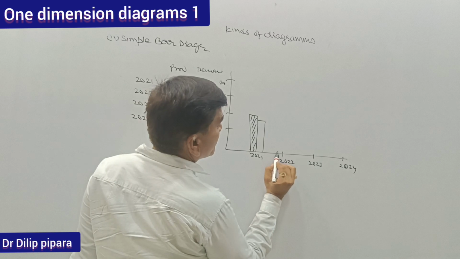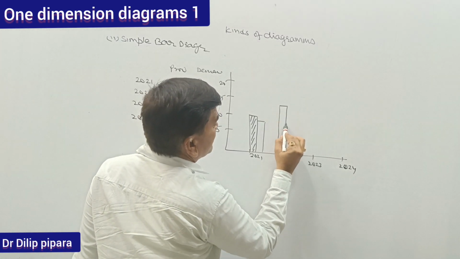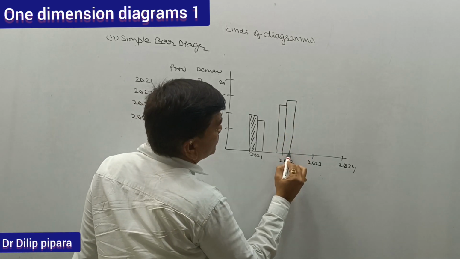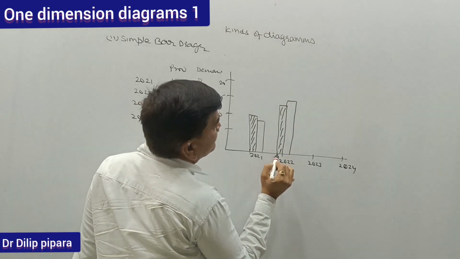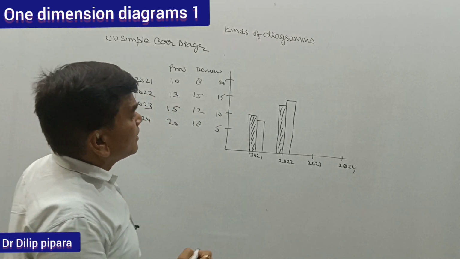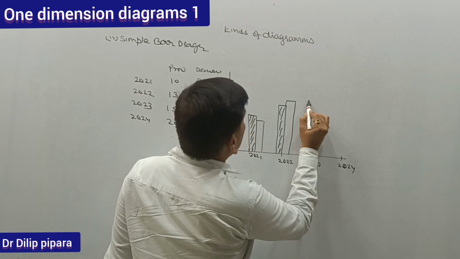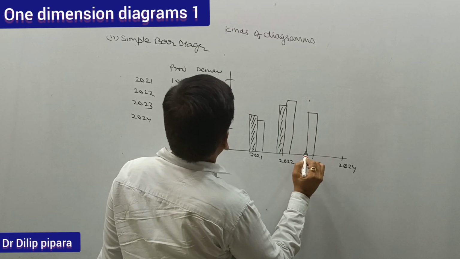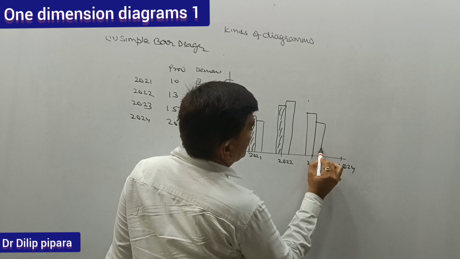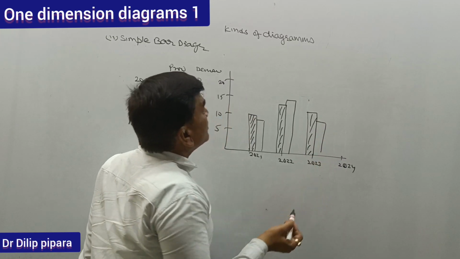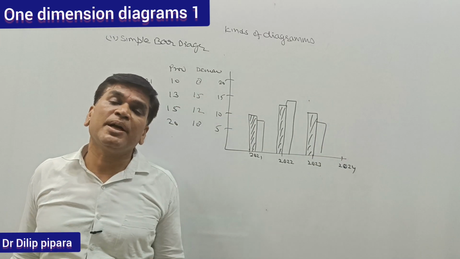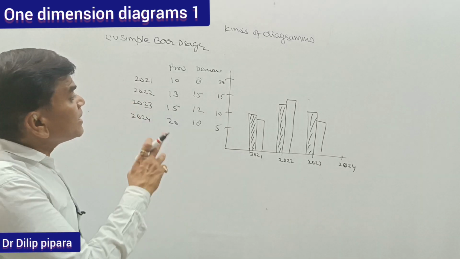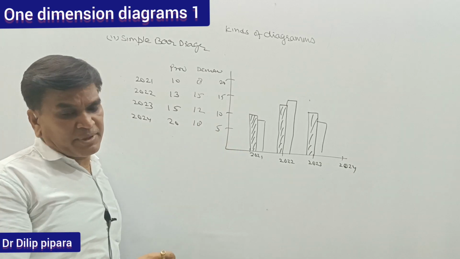Next, production is 13 and demand is 15, so demand is more than production. Two bars. Then production is 15, demand is 12, and then production is 20 and demand is 18. So this is also a simple bar diagram, no problem at all. Easily you can draw the simple bar diagram. As the data is shown, easily you can draw the diagram.